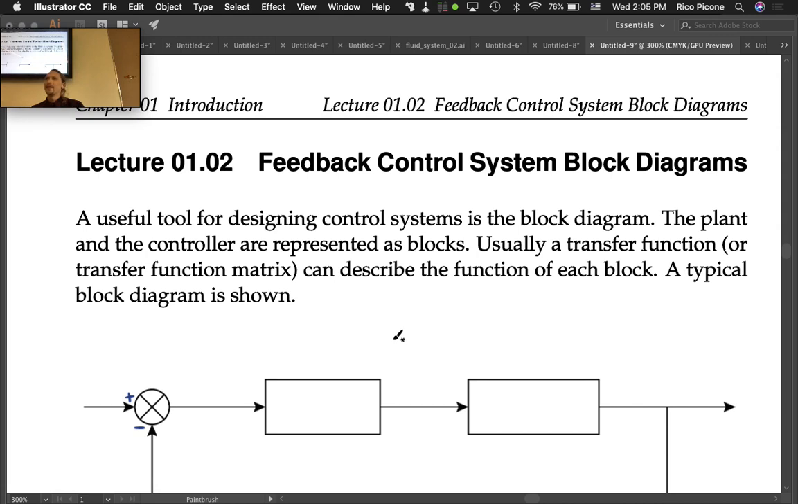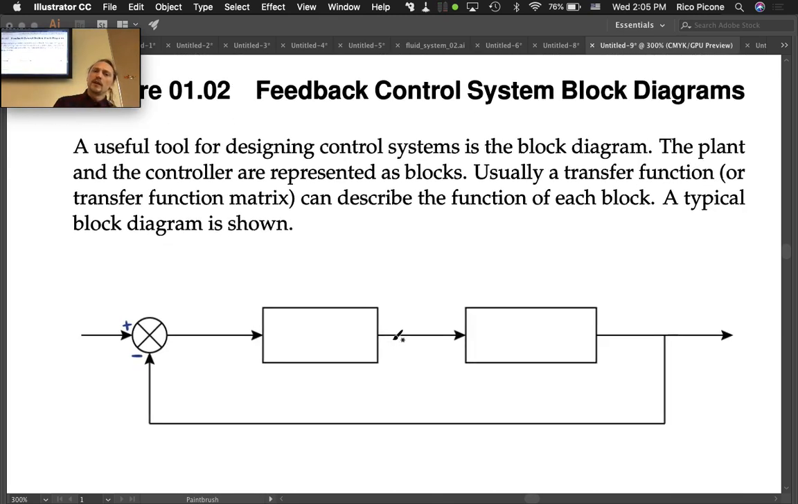We've seen the block diagram in system dynamics, the portion that we did earlier of this course. The plant and the controller are represented as blocks. So here, this is an example. This would be the plant. Remember, the plant is the system that we would like to control, right? That's the definition of the plant. So it's going to have some transfer function, G of s.